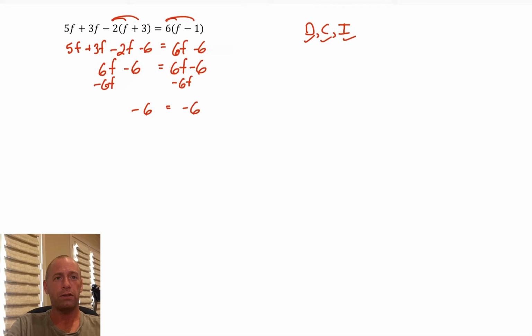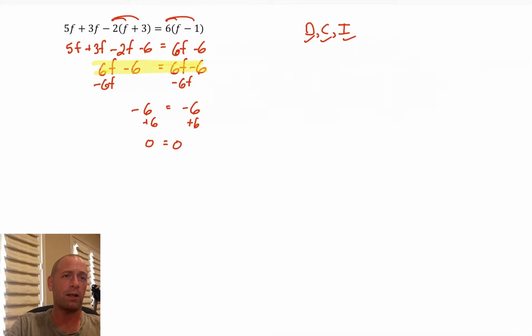Well, of course it is. Does that mean my answer is negative 6? What if I added 6 to both sides? Now I have 0 equals 0. Does that mean 0 is my answer? What this is trying to tell you is that there is more than one answer.